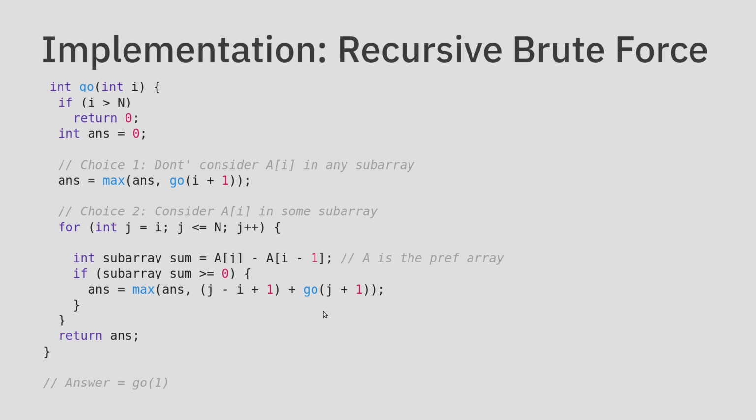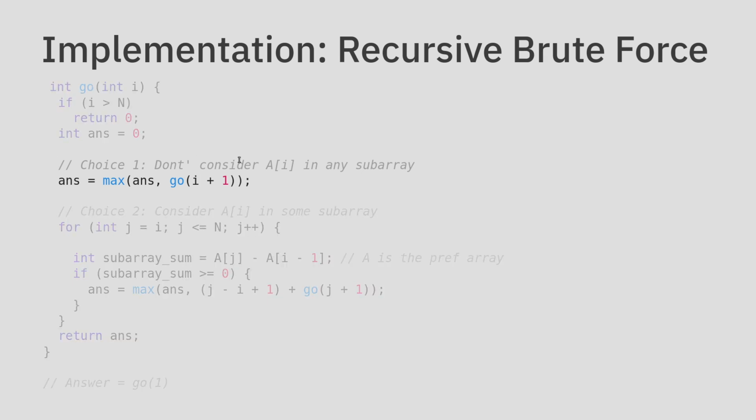Now let's try to implement it. I have written a function go, which is going to compute the answer for us, and finally we are going to print the answer. Since we are starting at index 1, we are calling the go function with index I equals 1. Let's go over the function one by one. The first choice that we considered in the previous slide is that we are not going to consider A[I] in any subarray. If we are not going to consider it, we are moving on to the index I plus 1.